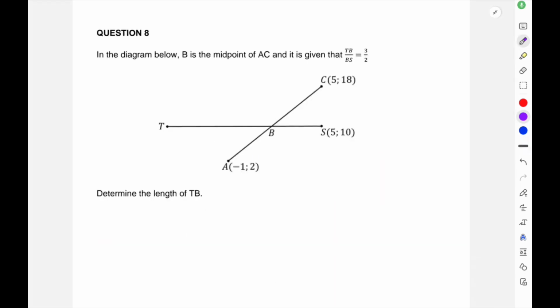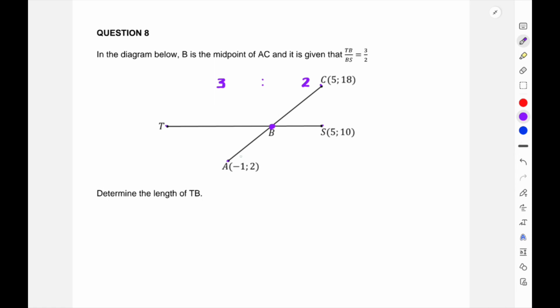It says to you in the diagram below, B is the midpoint of AC, so over here between there and there is the midpoint, and it is given that TB over BS is equal to 3 over 2. So what that means is that TB over here, if it is however many units, this one will be 3 times and this one would be 2 times. So it will be in ratio 3 to 2. Okay, so it tells you determine the length of TB.